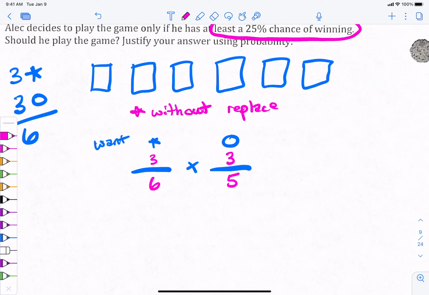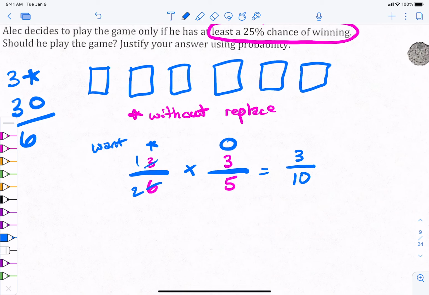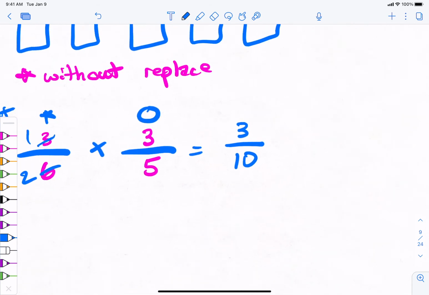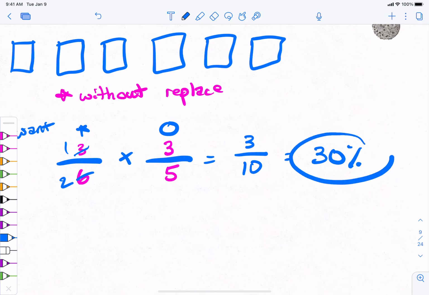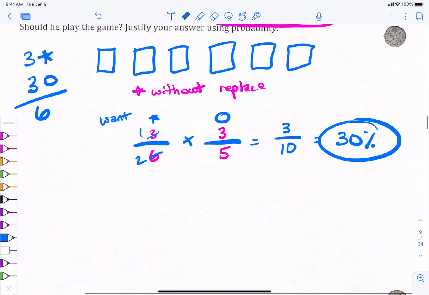3 out of 6 can reduce to 1/2, right? And then that becomes 1 out of 25. 3 out of 10. 3 out of 10. 2 times 5? Oh. I think you're trying to square. Yeah. 3 out of 10, which is 30%. So should he play? Yes. Yes, 30% is greater than 25. So yes, play. Make sense?